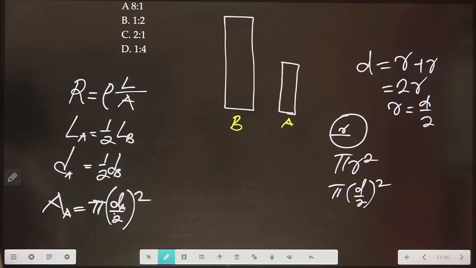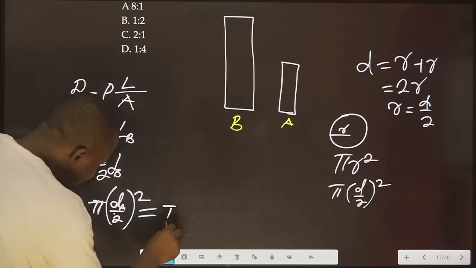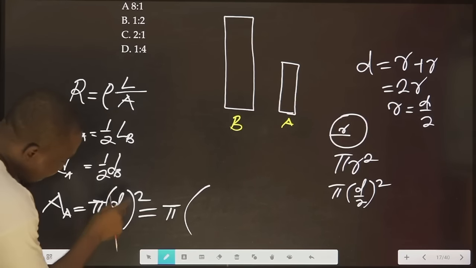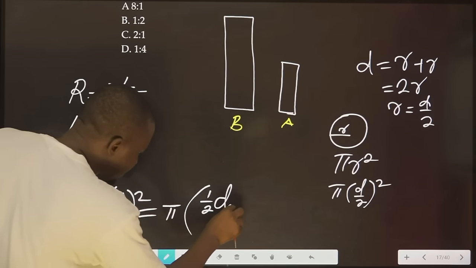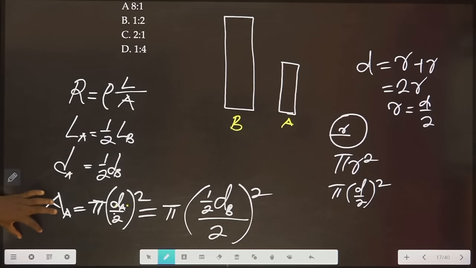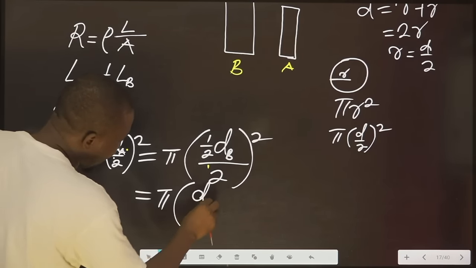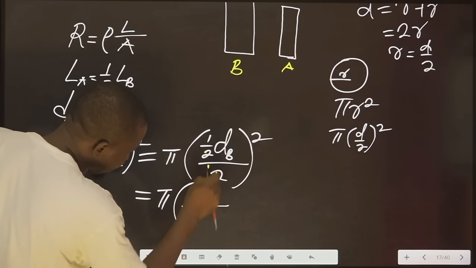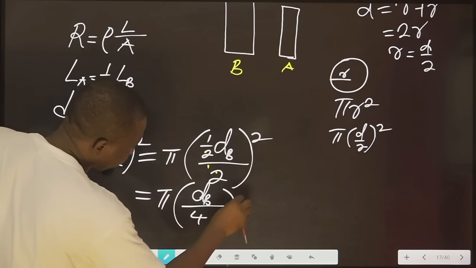That is this wire. If we want to relate it to B now, what are we going to do? We already know that this is equal to this. So let's use this to replace this that is hiding here. That is 1 over 2 times this, all over 2, squared. You will agree with me, if we solve this now, you're going to have pi. This and this will multiply, so we have 2 times 2, that is 4 raised to power 2.